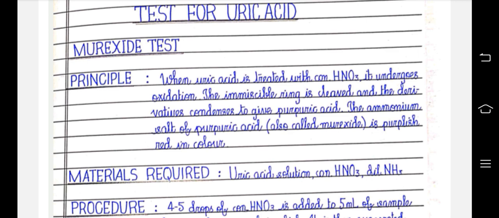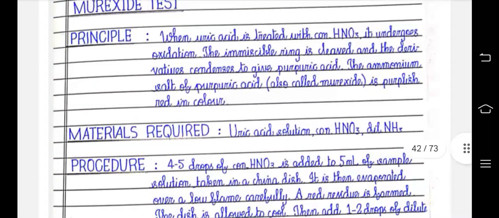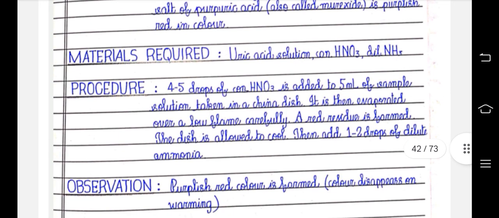Materials required: uric acid solution, concentrated nitric acid, dilute NH3. 4 to 5 drops of concentrated nitric acid is added to 5 ml of sample solution taken in a china dish. It is then evaporated over a low flame carefully. A red residue is formed. This dish is allowed to cool. Then add 1 to 2 drops of dilute ammonia. Observation: purplish red color is formed. Color disappears on warming.